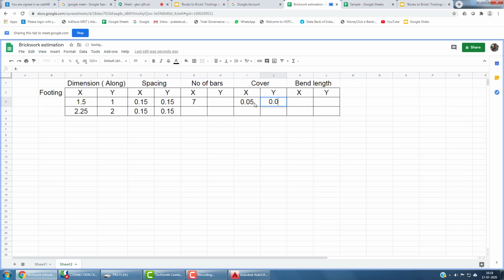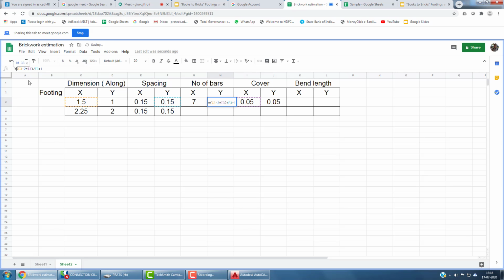Okay, number of bar y is equal to, when I come to y, for y I need to take x dimension, bracket open, x dimension minus 2 times of cover, divided by its spacing plus 1. So as we had got, we are getting 10.33.